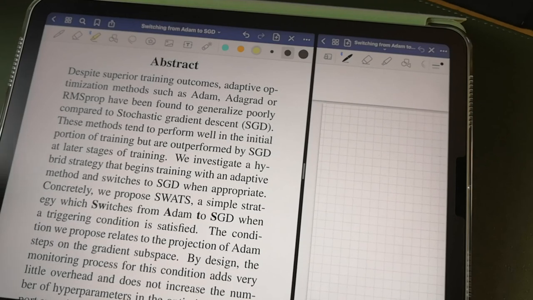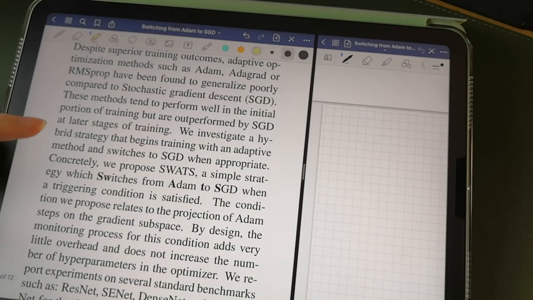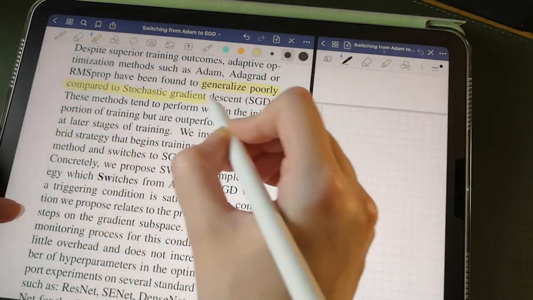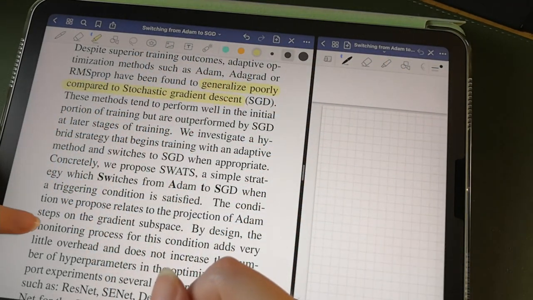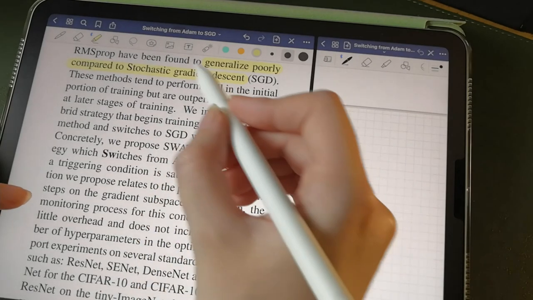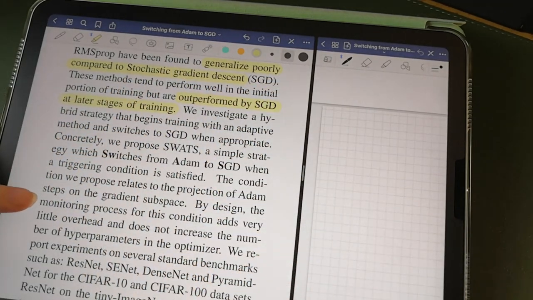Alright, so it says, despite superior training outcomes, adaptive optimization methods such as Adam, Adagrad, or RMSProp have been found to generalize poorly compared to stochastic gradient descent. These methods tend to perform well in the initial portion of training, but are outperformed by SGD in later stages of training. We investigate a hybrid strategy that begins training with an adaptive method and switches to SGD when appropriate.